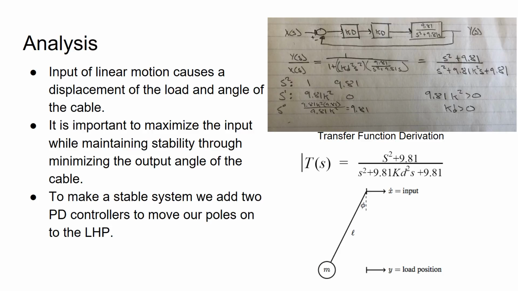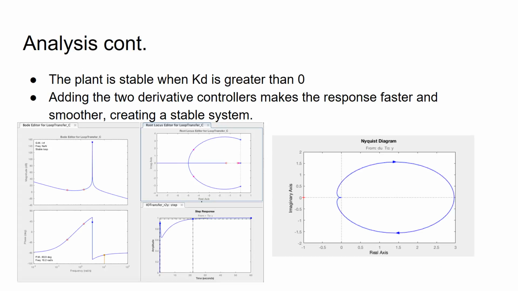To make our system stable, we started off with the PI controller and then switched that over to a PD, and we finally found out that the PD controller works the best, having both of our poles on the left half plane. As you can see, our transfer function in the top right corner, going through the Routh-Hurwitz and finding that our KD value, as long as it's greater than 0, will remain stable. And you can see our final transfer function right below that. Our system is stable when KD is greater than 0.